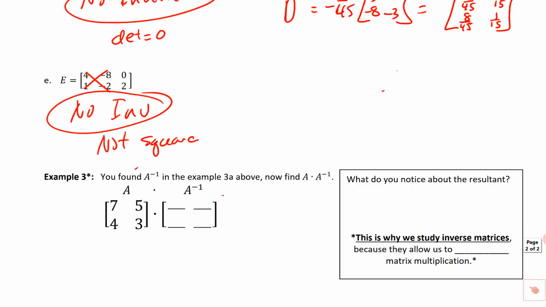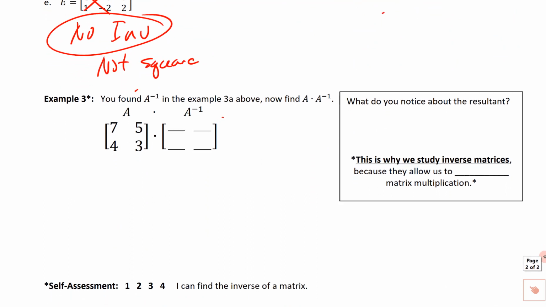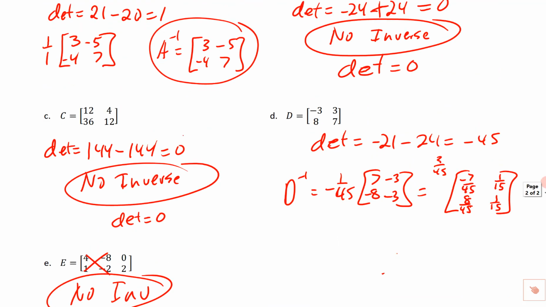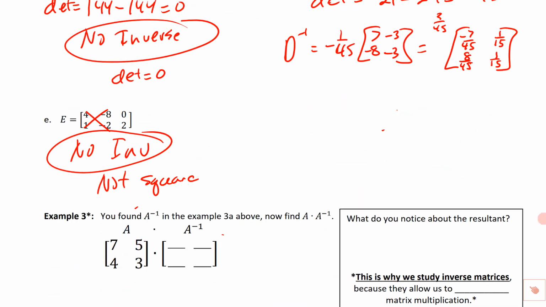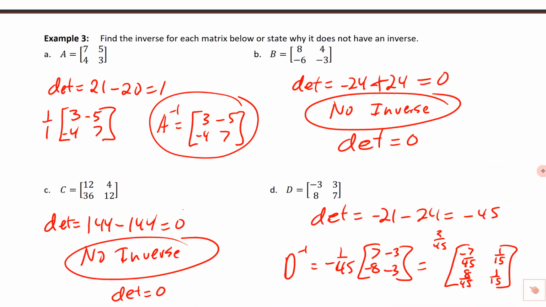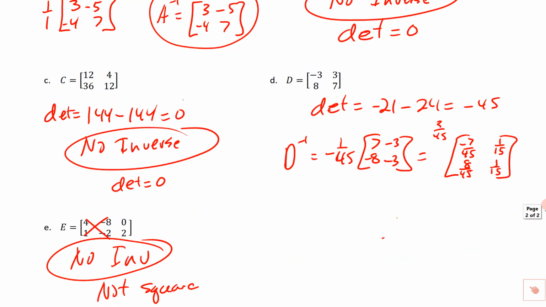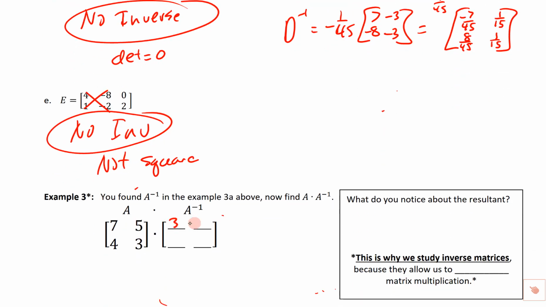So I'm going to slide down here to the bottom, and I've got one last thought question here for you. You found A inverse in example 3A above, and then it says now find A times A inverse. So let's slide back up here, and let's figure out what that was. So we've got 7543, and then the inverse was 3, -5, -4, 7.